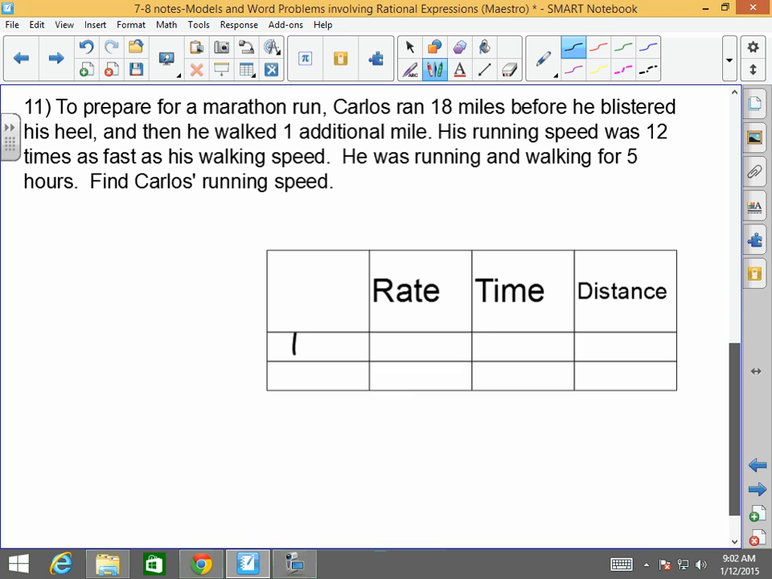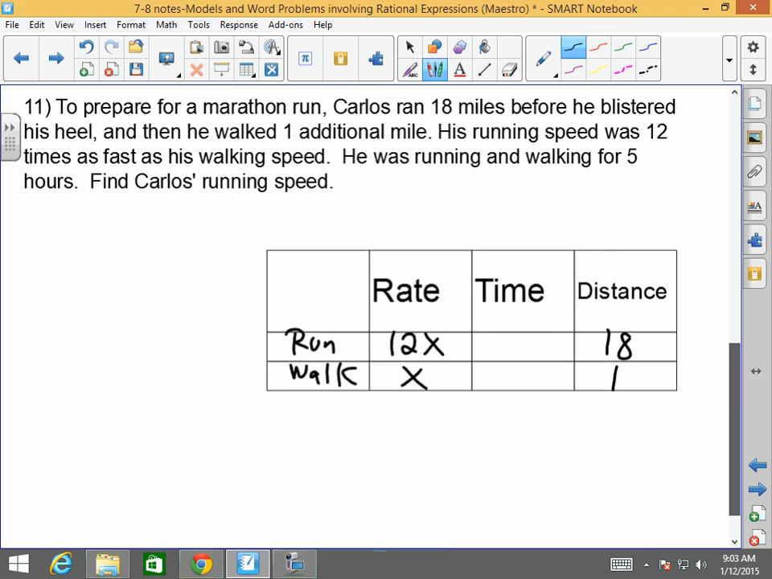So we have a running speed and we have a walking speed. The total distance that he ran was 18 miles. The total distance he walked was 1 mile. That just comes from the problem. Now, his running speed was 12 times as fast as his walking speed. So his walking speed is x. His running speed is 12x because it's 12 times as fast.